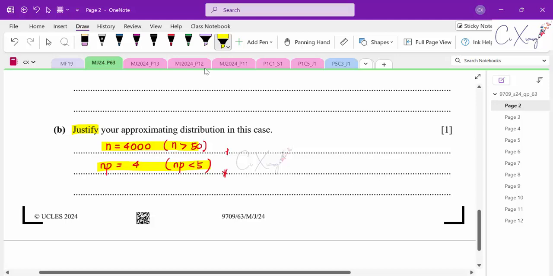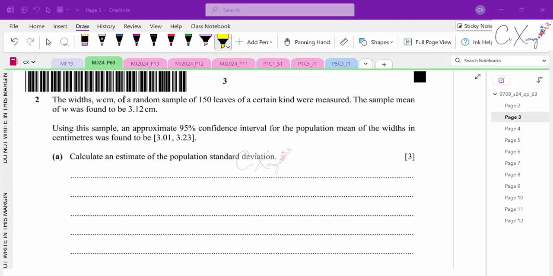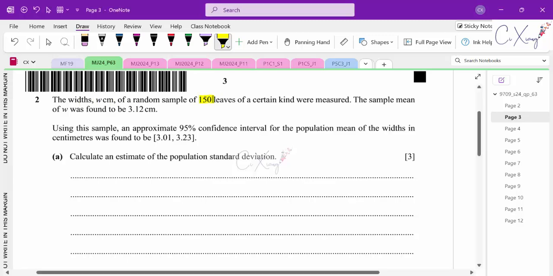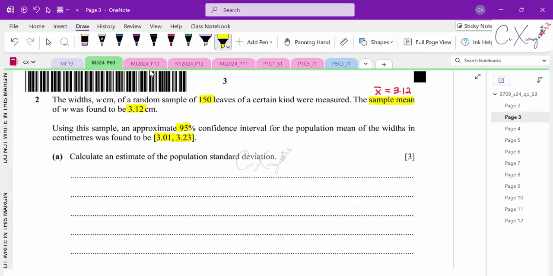Alright, so this is how we answer question number 1. Now question number 2. The width, W cm, of a random sample of 150 leaves was measured, and the sample mean of W was found to be 3.12. They are giving you the keyword sample mean here, which is basically x bar. So x bar is 3.12. Now by using this sample, a 95% confidence interval for the population mean width in centimetres was found to be this one. So this is the confidence interval. Calculate an estimate of the population standard deviation.